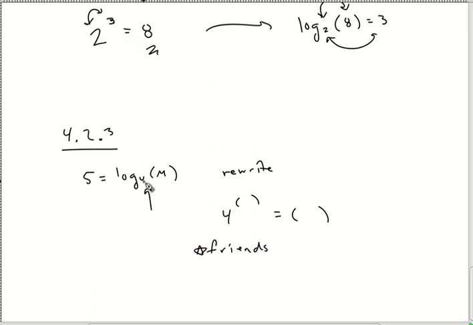So 4 and m were good friends, right? You would think he still sticks around there. Nope, no longer. You're not my friend anymore, you're my enemy. So, frenemies. But 5 was all by himself, and hey, 4 and 5 are good friends. They're right next to each other on the number line. They're neighbors.